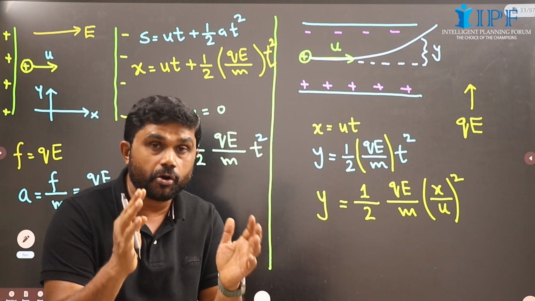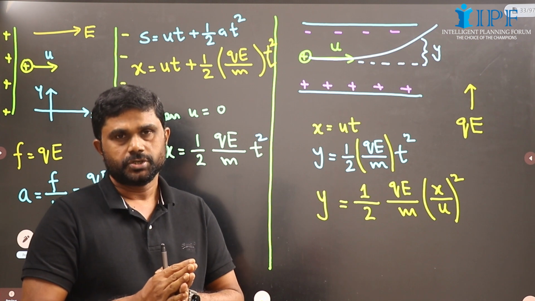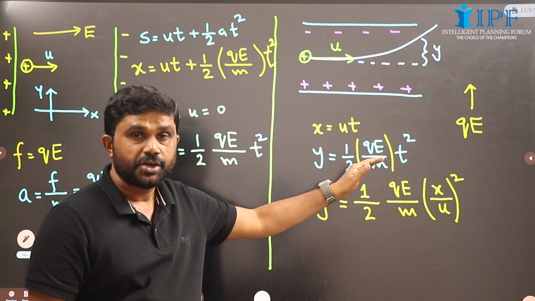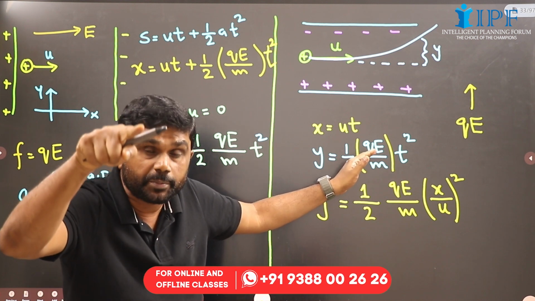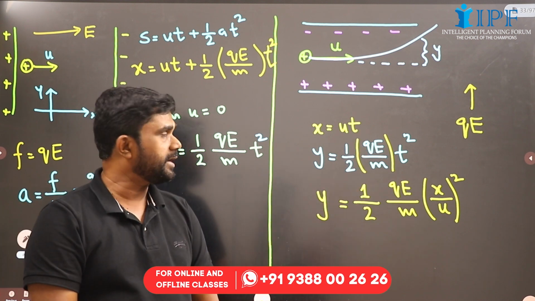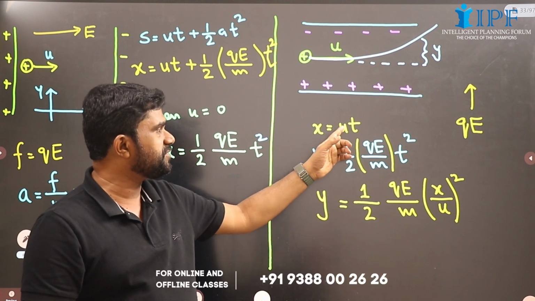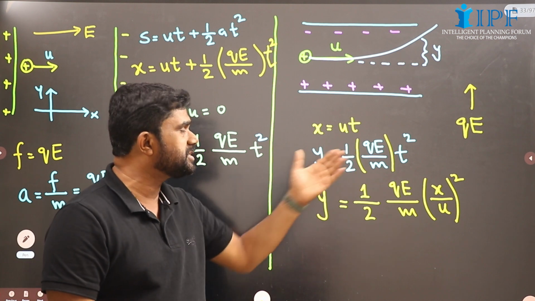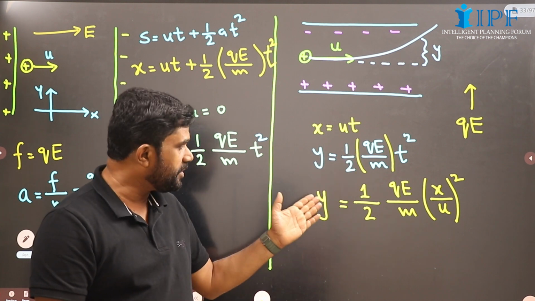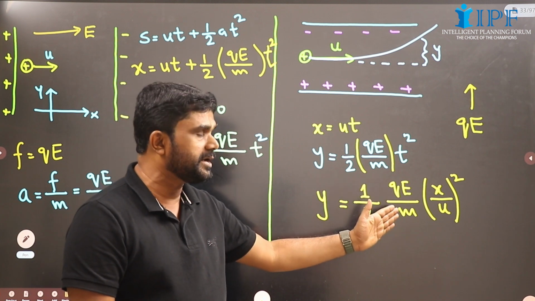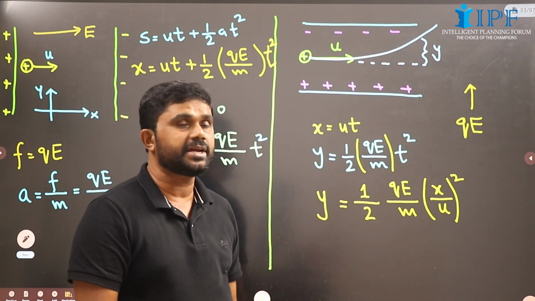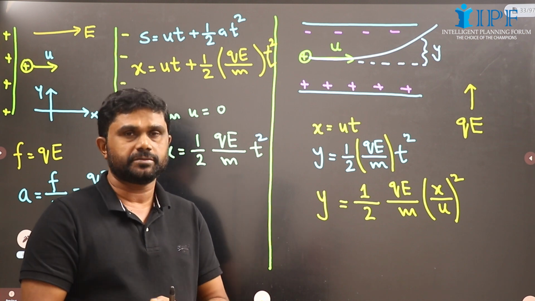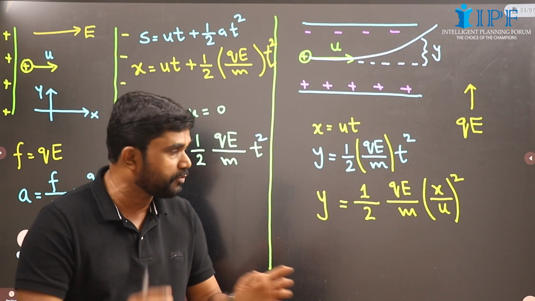Such equations are called parametric equations. So if we can eliminate the third variable, that is t, from x and y, we will get the equation for the path followed by the particle. Now let's see, from the first equation we will get t equal to x by u. That value of t we can substitute in the second equation. So we will get y equal to half qE by m, then for t square we can write x by u whole square.